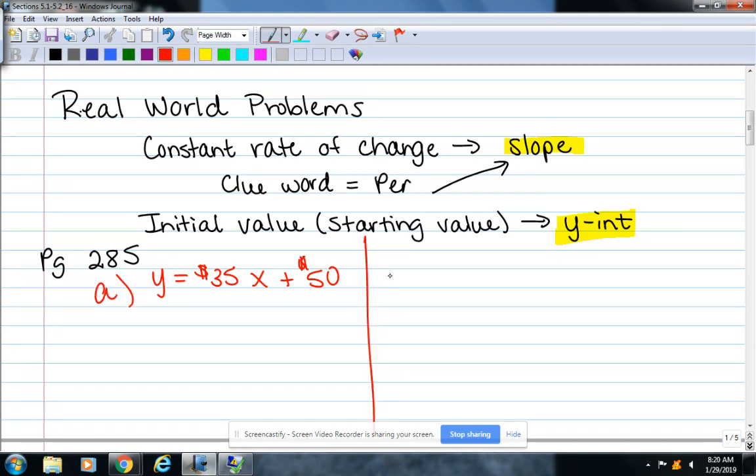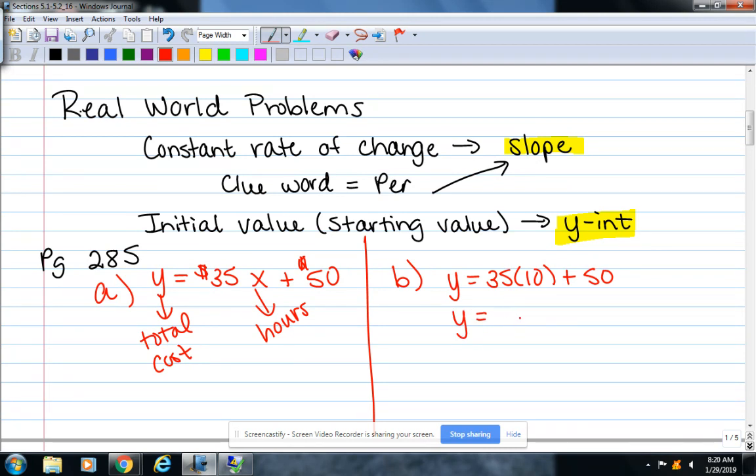Okay? Then there's a B part of that question. B says, find the total cost of recording an album that takes 10 hours of studio time. How do you think we're going to do that? Right, because Y is the total cost, X is the number of hours, because it said dollars per hour, right? So we're going to plug 10 hours in for X. So the total cost is going to be 35 times 10 plus $50.